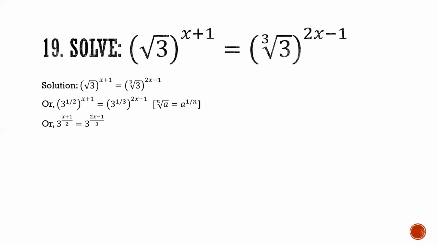Now we have got two equal things with the same base, so the powers will be equal, or x plus 1 divided by 2 equals 2x minus 1 divided by 3. Here we can do cross multiplication. From that, 3x plus 3 is equal to 4x minus 2. Now 4x minus 3x equals 3 plus 2, that is x equals 5. So the solution of this math is x equals 5.